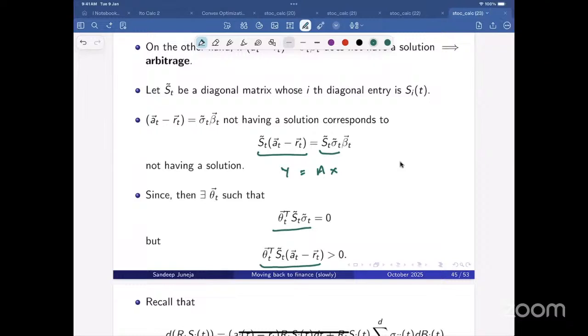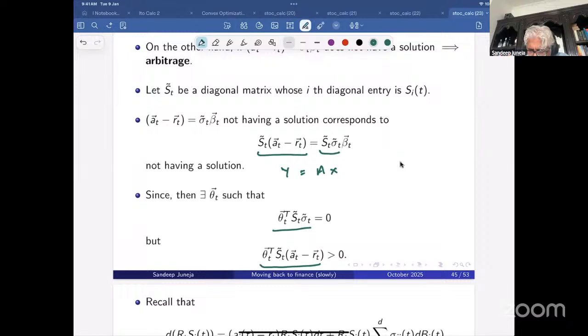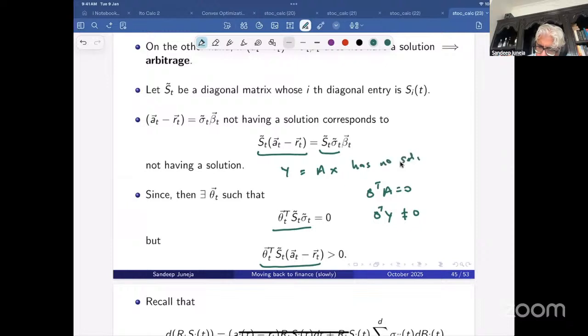So that means in the columns of X, if I look at the space spanned by the columns of A, I don't see Y there, right? So if I have a theta which is in the null space of A, so theta transpose A is equal to 0, then theta transpose Y is not 0, right? So if Y equal to AX has no solution, that implies this quantity.